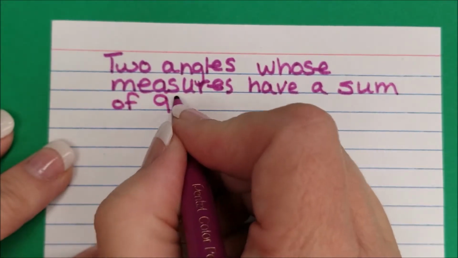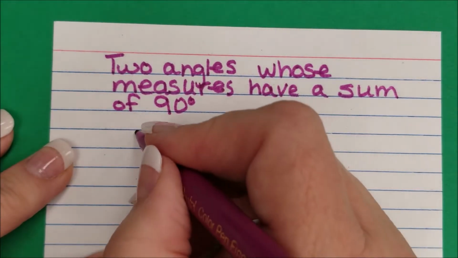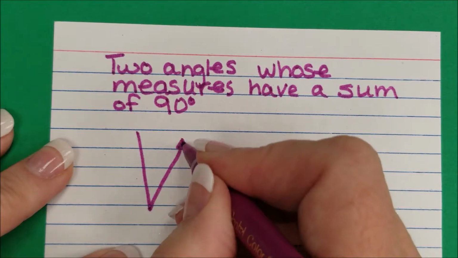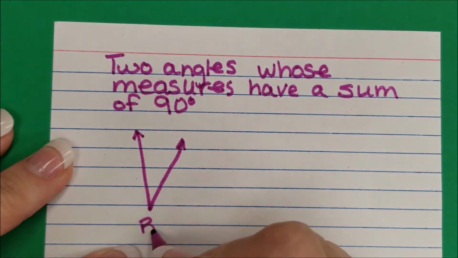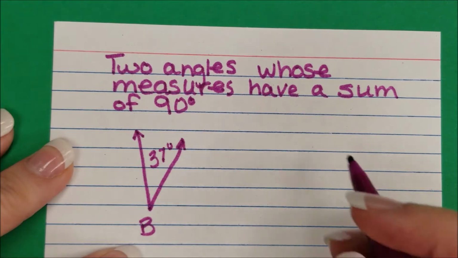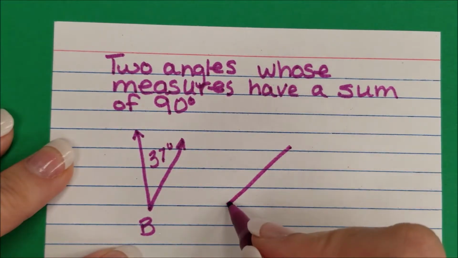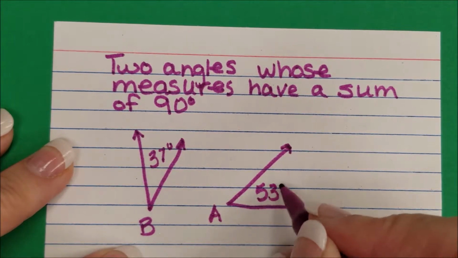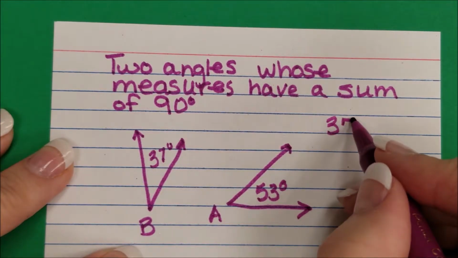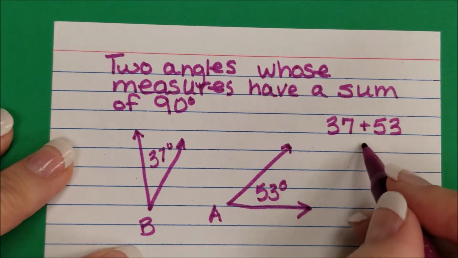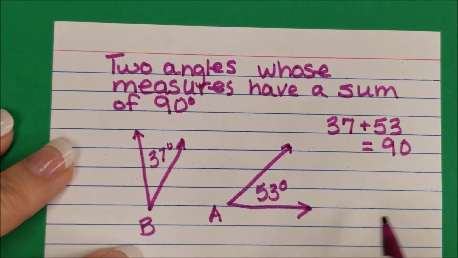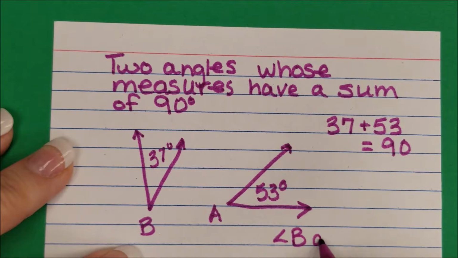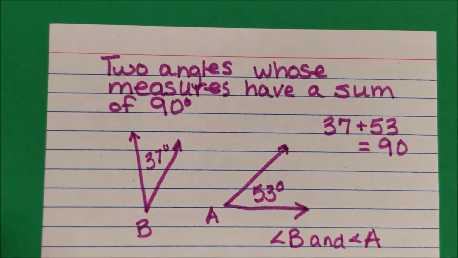of 90 degrees. So if I have angle B here at 37 degrees, and I have angle A at 53 degrees. Well, 37 plus 53 is equal to 90. So angle B and angle A are complementary. Notice that they don't have to be adjacent.